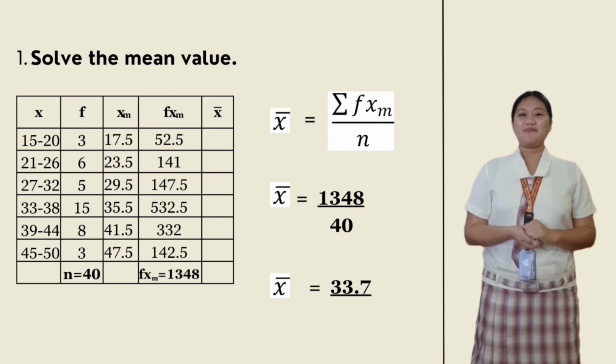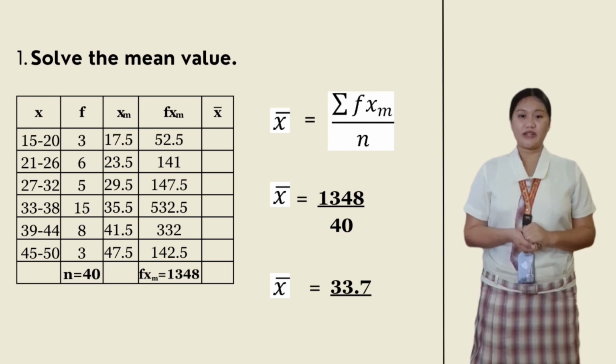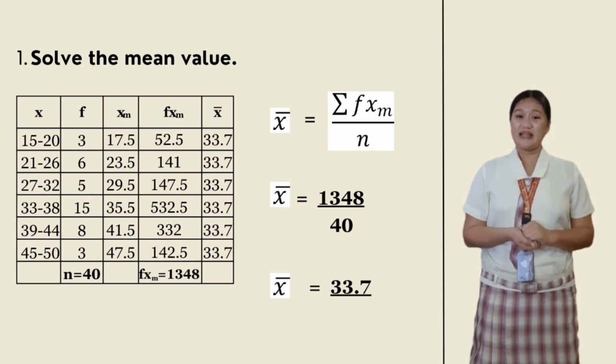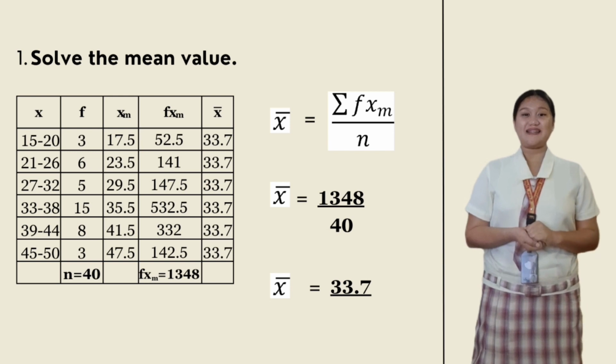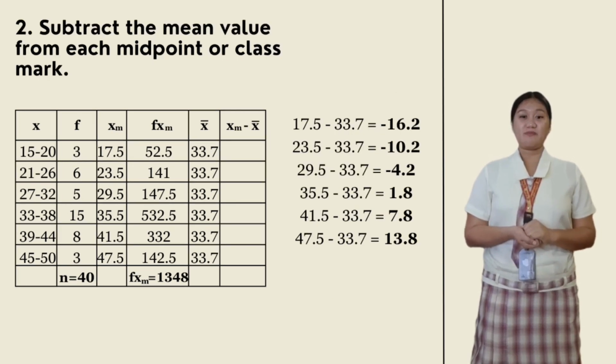So let's add up the data score. 1,348. And the total number of the frequency is 40. So 1,348 divided by 40 is equal to 33.7. So our mean value is 33.7.